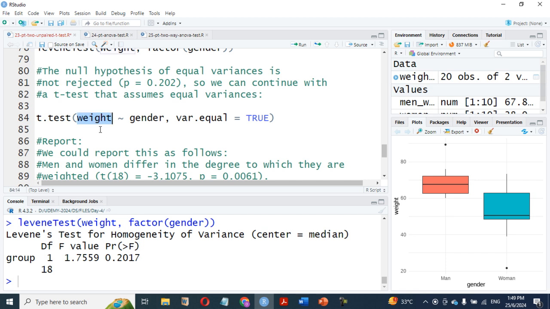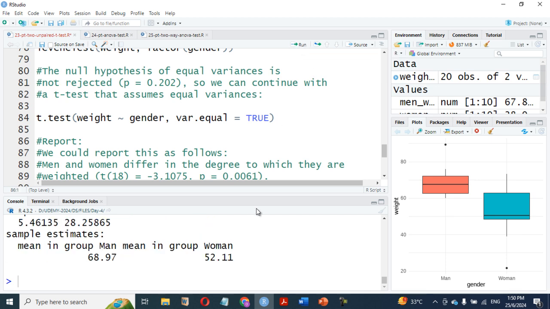Our continuous variable is passed here. Don't forget what the continuous variable is, and then what the categorical variable is. You can go back to my previous videos and watch so you can understand what I'm saying. Then we have our gender here, right? We now say var.equal equals TRUE. That is what makes it unpaired. So we run this line.